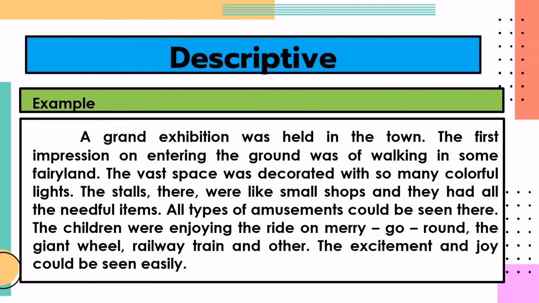So, in this example, the writer is describing his visit to the exhibition. Gumamit siya ng mga adjectives kagaya ng vast, colorful, small. And i-describe niya kung ano yung nakita niya sa exhibition and even kung ano yung mga nararamdaman ng mga tao sa paligid.